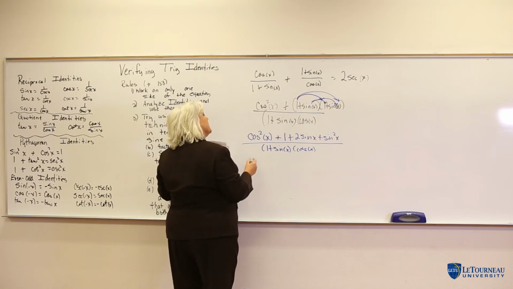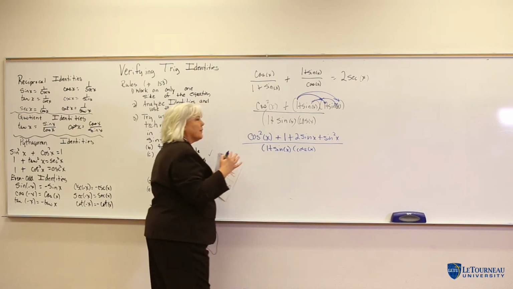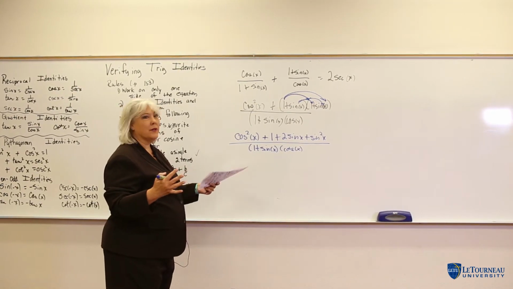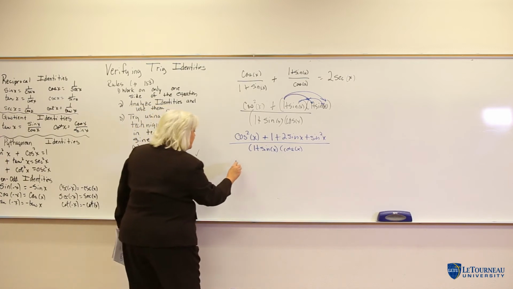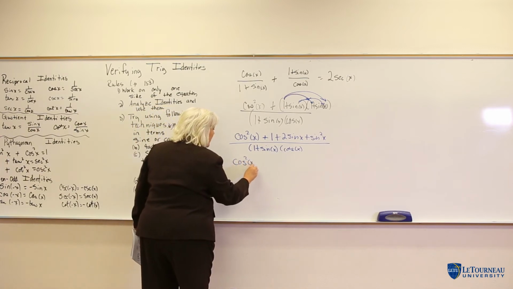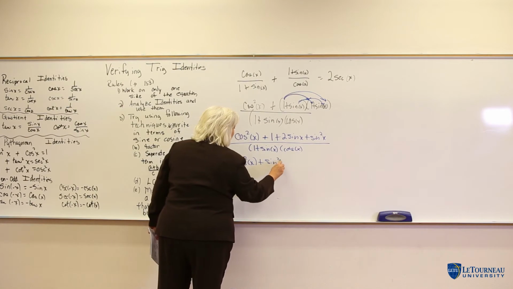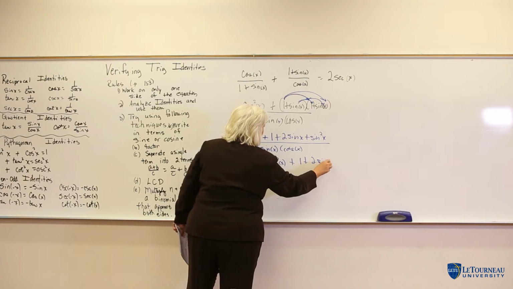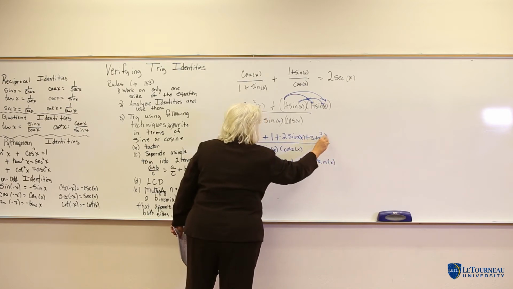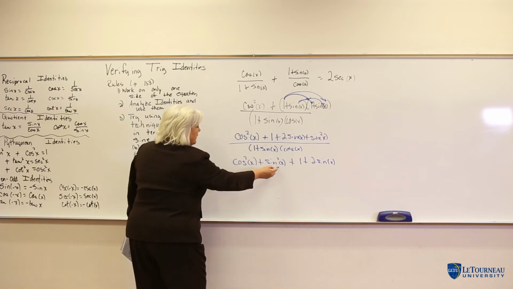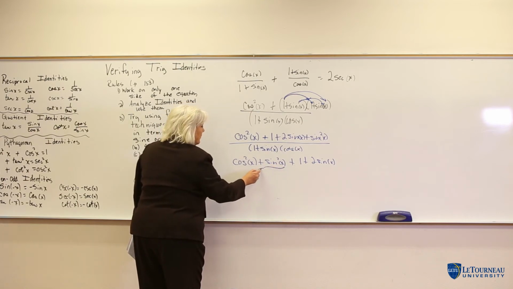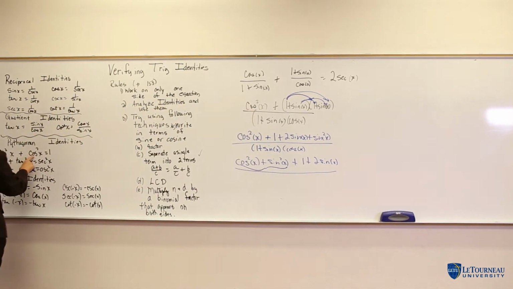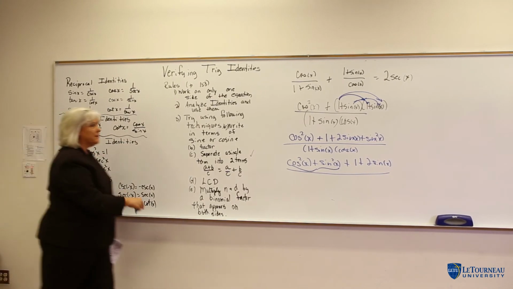Okay, now look what happens. I can do what I'm about to do because it doesn't matter which order I add things. 2 plus 3 is equal to 3 plus 2, so I can rearrange this. So I'm going to make this cosine squared x plus sine squared x plus 1 plus 2 sine x. Go to your identities. What does your identity say that is? Sine squared x plus cosine squared x is equal to 1. So in the place of that, I'm putting 1.